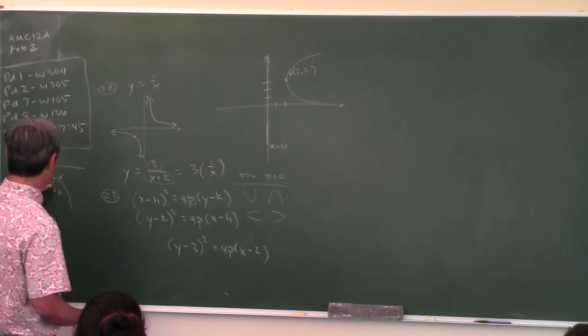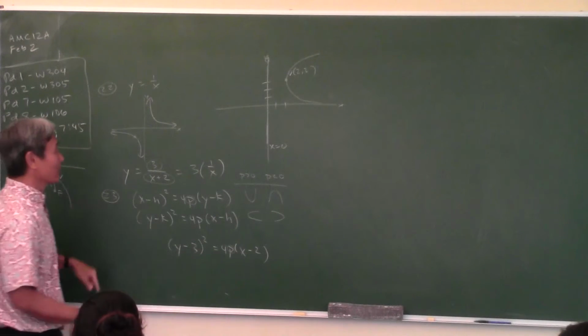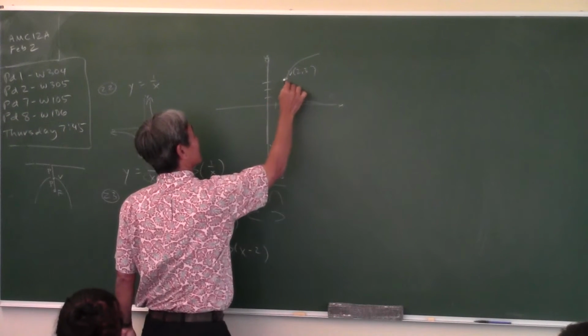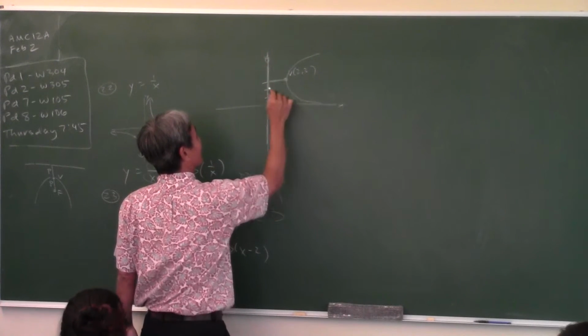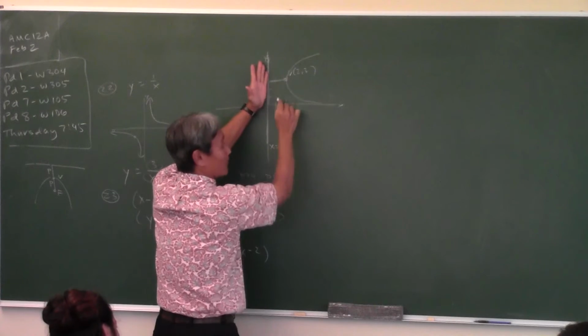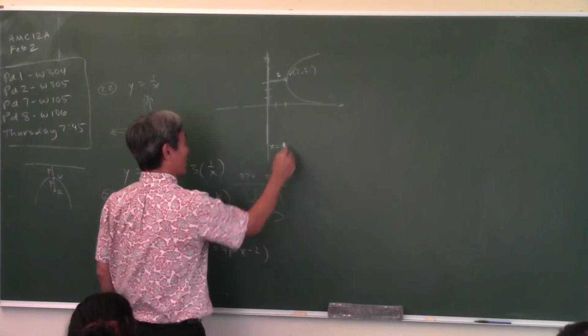So what is p? P is the distance from the vertex to the focus or vertex to the directrix. Well, here's the vertex, here's the directrix. What is this distance right there? How far is it from the y-axis to the point 2 comma 3? Just count. 1, 2. That's 2. So what is p in this problem?